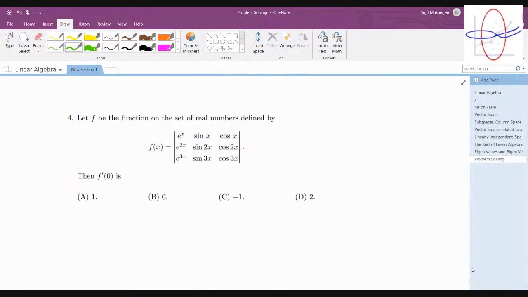Sir, if we split e to the power x into sin x plus i cos x, that's really good. Yeah, that's what I was thinking of. Go ahead. Please talk in English. Then I can consider the first column and split the determinant into a sum of two determinants. Then I think f(x) will come 0 directly over there.